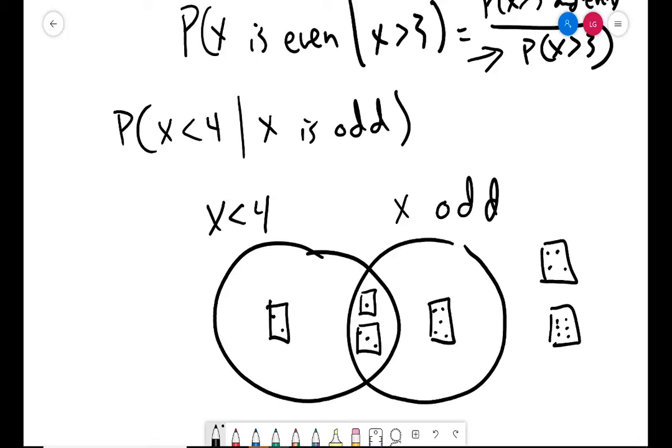So if we know x is odd, we know we're in this circle of outcomes. Now we know we're in there, so there are only 3 possibilities, each equally likely. Therefore, if we're now asking among 1, 3, and 5, what is the probability that we're below 4? Well, 2/3.